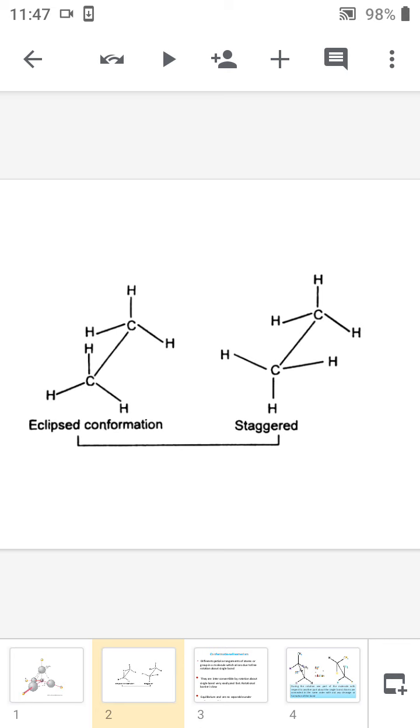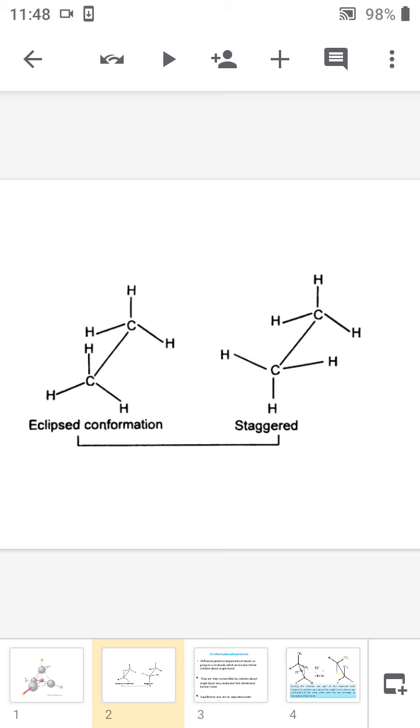Okay. Now, imagine the C-C sigma bond is a spring. If you are holding one end of the spring in one hand, and rotating the other end, we will get different structures of the spring. Similarly, if you keep one of the carbon atoms stationary, and rotate the other carbon atom, we will get different spatial arrangements of the atoms or groups of a molecule in 3-dimensional space.